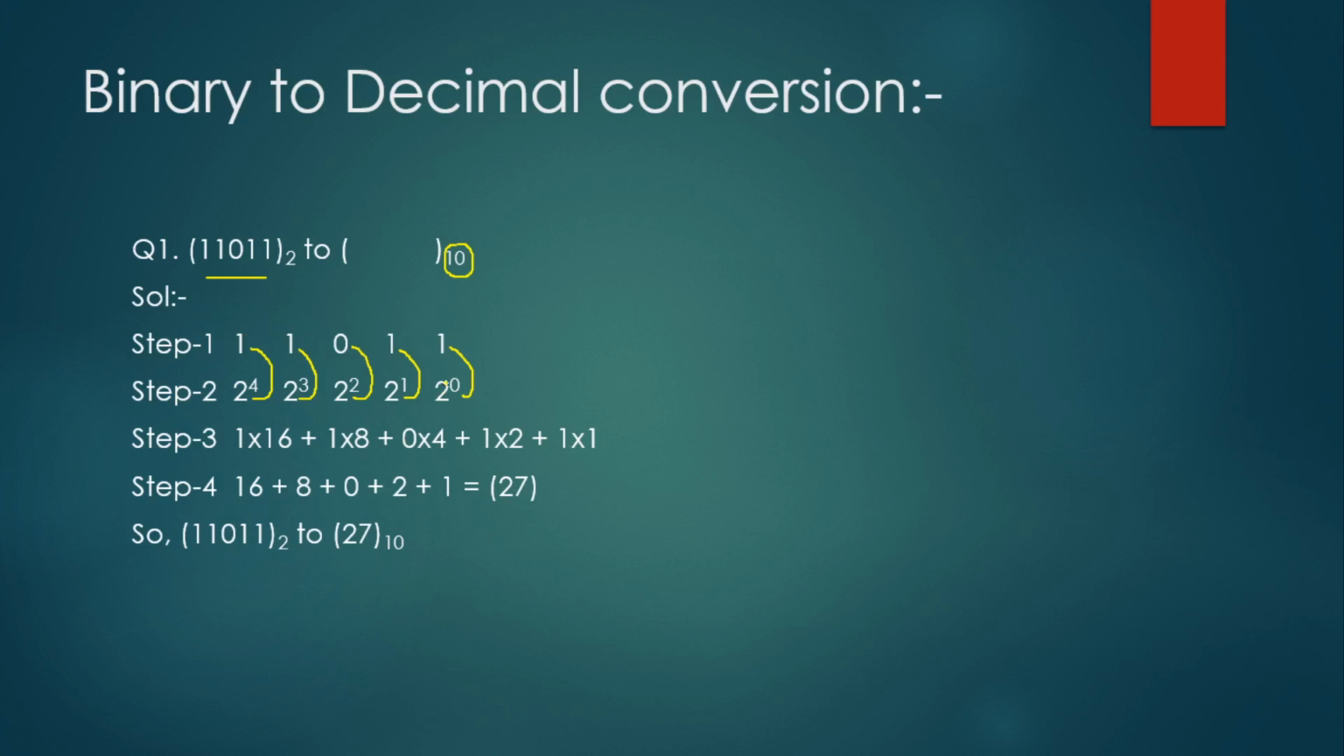After writing the positional weight of each digit, you have to calculate the value of 2 raised to power 0, 2 raised to power 1, 2 raised to power 2, 2 raised to power 3, and 2 raised to power 4. After computing the positional weight, you have to multiply it by the corresponding digit. The corresponding digit to 2 raised to power 0 is 1. The corresponding digit to 2 raised to power 1 is 1. When we compute 2 raised to power 0, we will get 1, and we have to multiply this 1 by the corresponding digit. So here we have written 1 into 1.